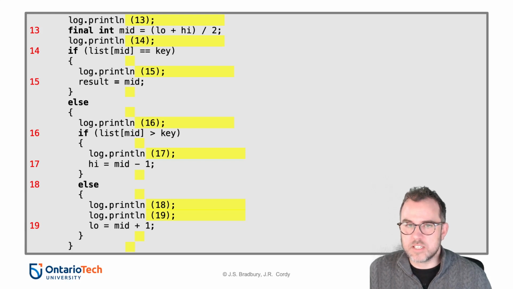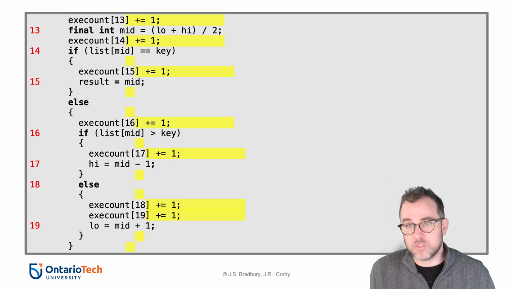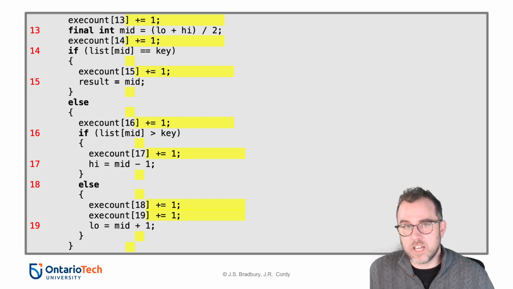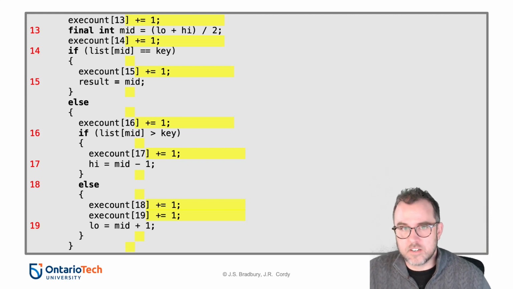Now, an alternative to this is, this is going to just print out every time, in order, it gets executed. We could instead keep track of how many times each line of code gets executed. So we could have an array, the size of the number of lines of code, all initialized to zero. And then we increment the value every time. So we increment the value at index 18 every time line 18 is executed.